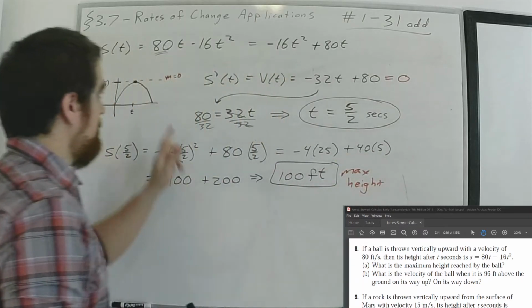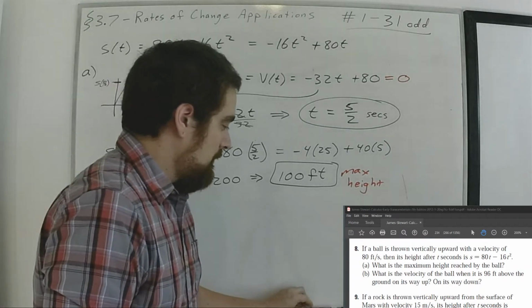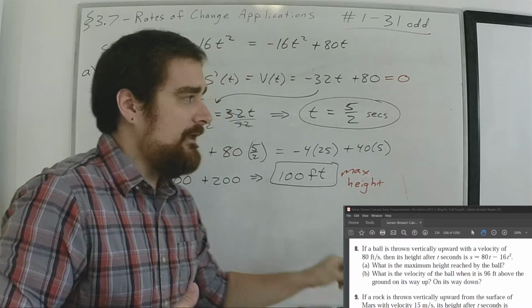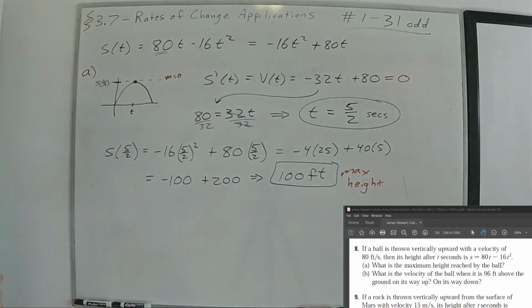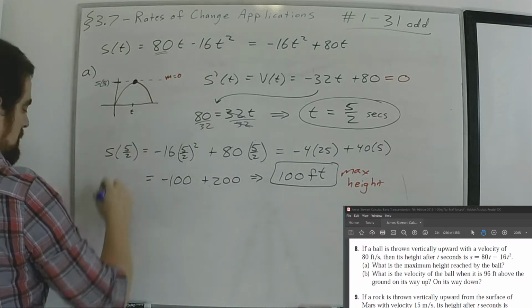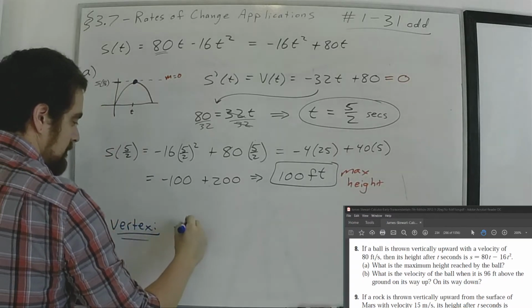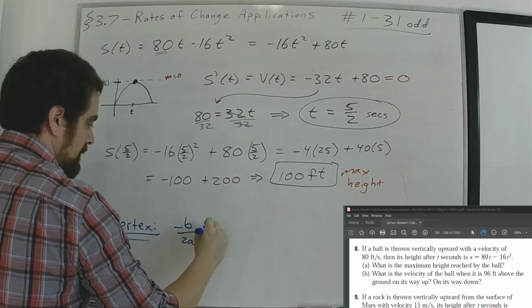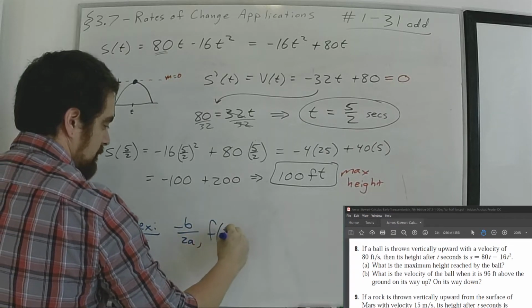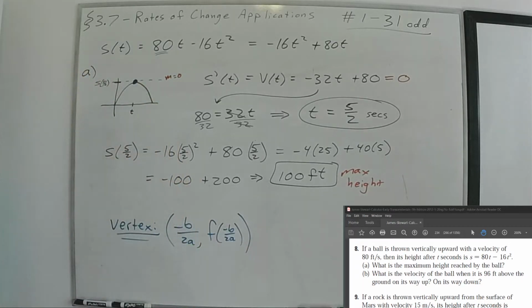Notice it had to happen where we had that horizontal tangent line. At the beginning of this part A, we saw that we didn't really need calculus if we looked at this in terms of the vertex. So remember that vertex formula is negative b over 2a, comma, f of negative b over 2a, or in this case, I guess instead of f, it would be s.